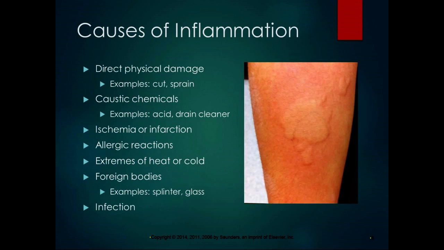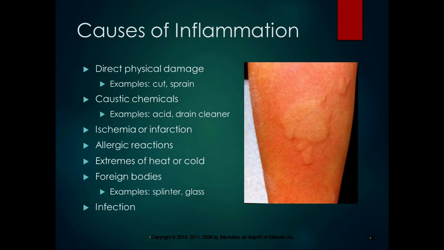So direct physical damage, like a cut or a sprain. So I twist my ankle and my ankle swells up. That's inflammation, and it's caused by direct physical damage. Or if I get a paper cut and it swells a little bit. Caustic chemicals like acids or drain cleaners. Drain cleaners are usually lye, which is a base. Those can cause inflammation. Ischemia or infarction. So that is where tissues are deprived of oxygenated blood. That can cause inflammation. Allergic reactions can cause inflammation, and in the immune system chapter we will talk about specific types of allergic reactions.